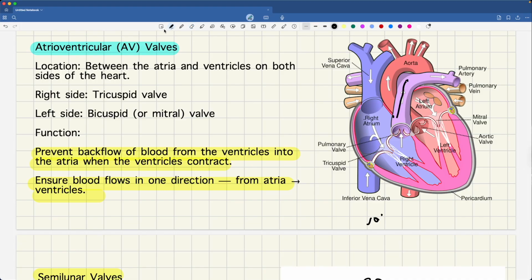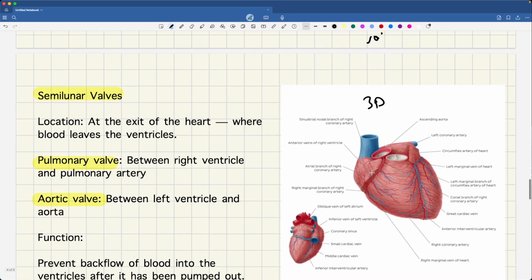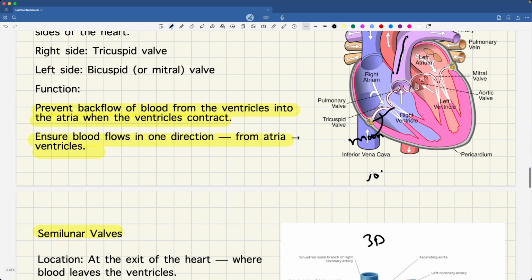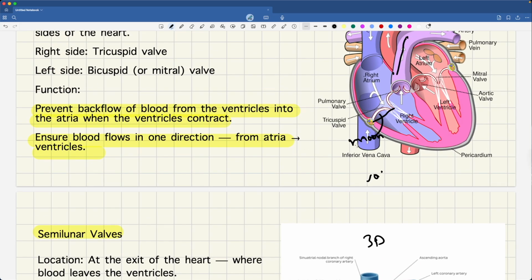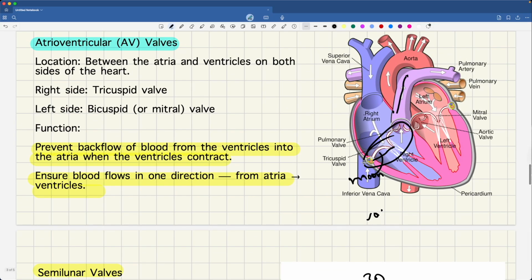Why are they called semilunar? As you can see, they arc like a moon. The moon has a Latin name known as luna, hence lunar. As you can see, it is over here, right? At this position, at the top of the ventricles. Now we have the pulmonary valve. This is the pulmonary valve, this portion.